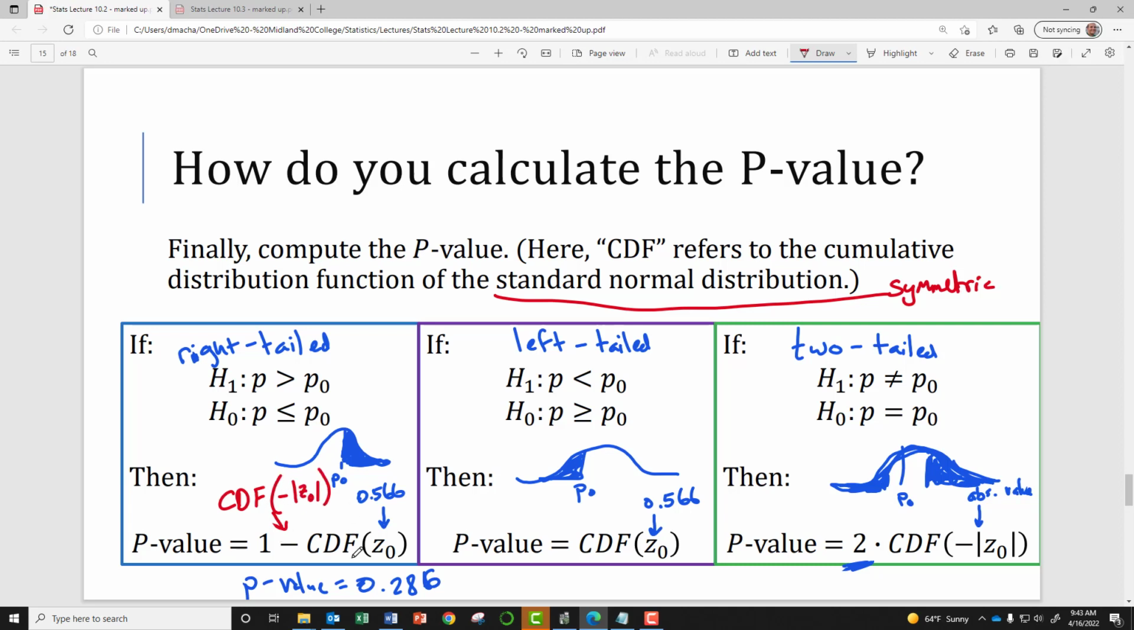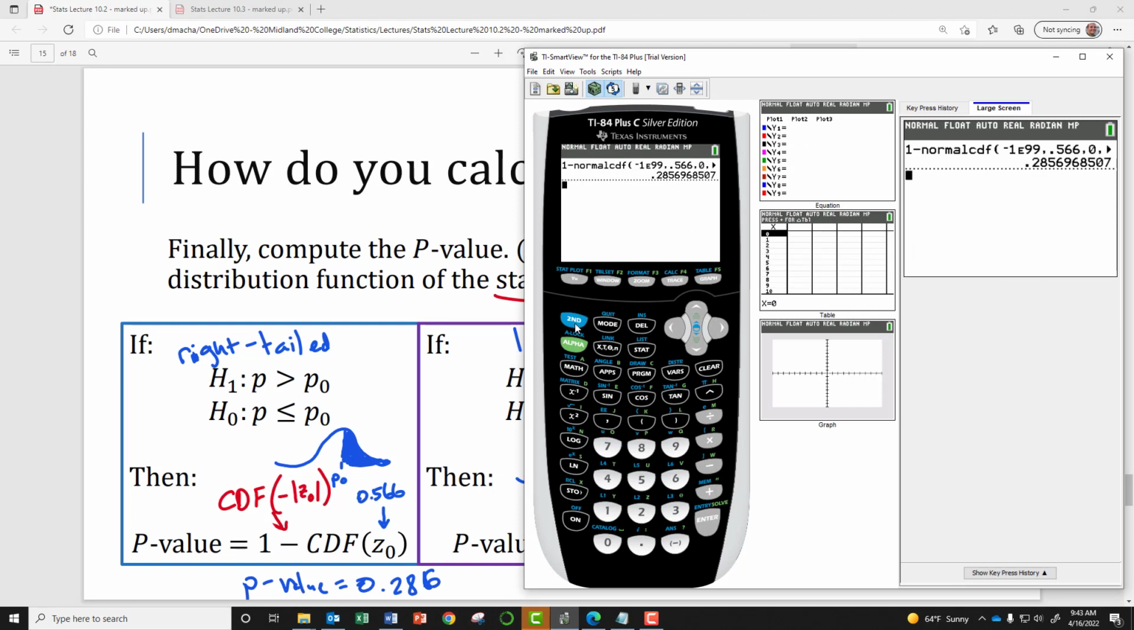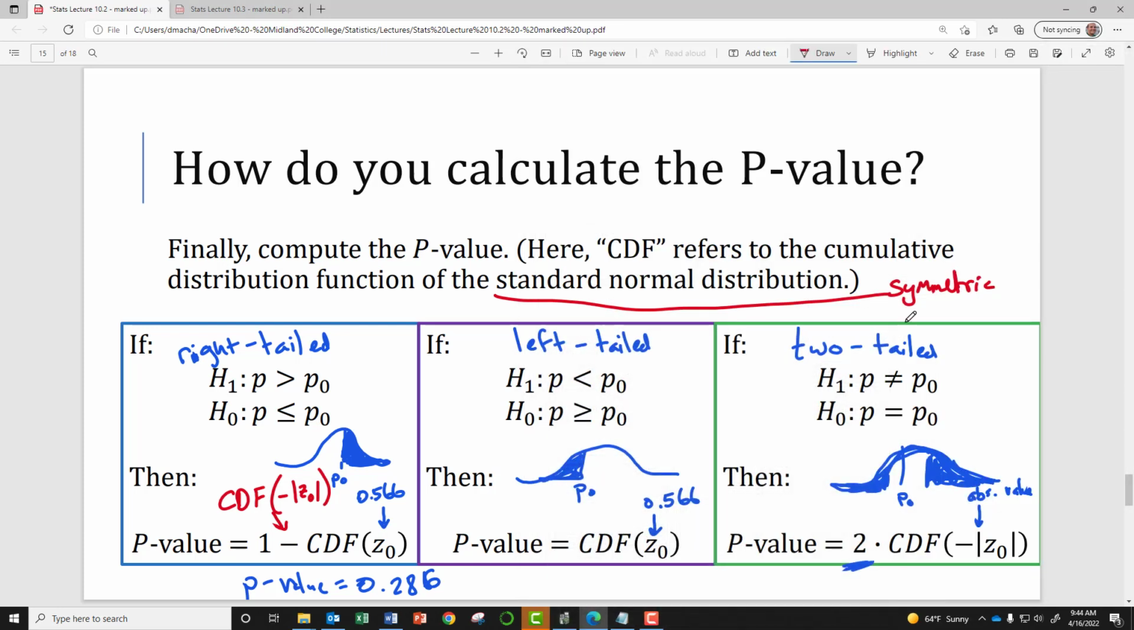So instead of doing 1 minus the CDF of 0.566, what if instead I just calculate the plain old normal CDF at negative 0.566? And notice I get the same value as I would with 1 minus the normal CDF. That's just saying that this distribution is symmetric about the mean, and so some area like this on the left would be the same as some area like this on the right. That's just as far away from the mean. So both of those formulas are correct. Both of them are going to work.